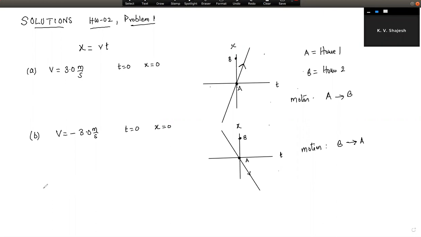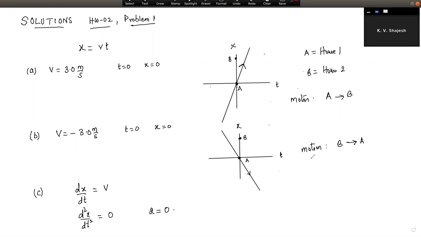There's one more part to this question. What is the acceleration of the object for these cases? So C, acceleration will be a second derivative of position. So first let's say dx by dt. So that's equal to simply v, and the second derivative is 0. So acceleration in both cases is equal to 0.